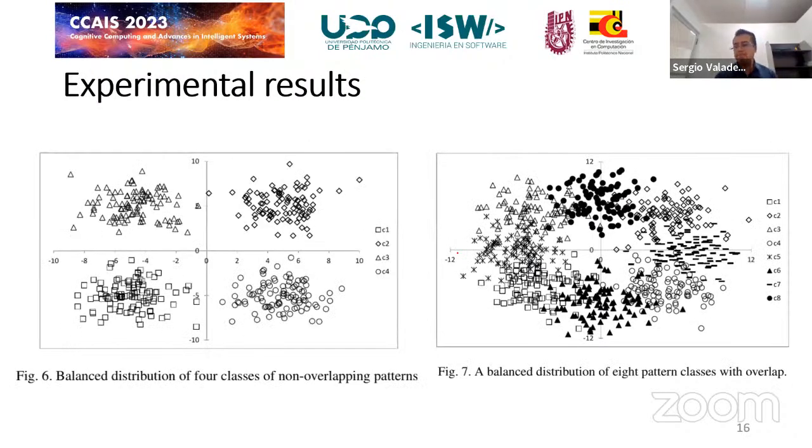We have an experimental protocol. We constructed two artificial databases. The first one, you can see the distribution of these patterns in figure number 6. These patterns are not overlapping. And the second one is in figure 7. These patterns present an overlapping.